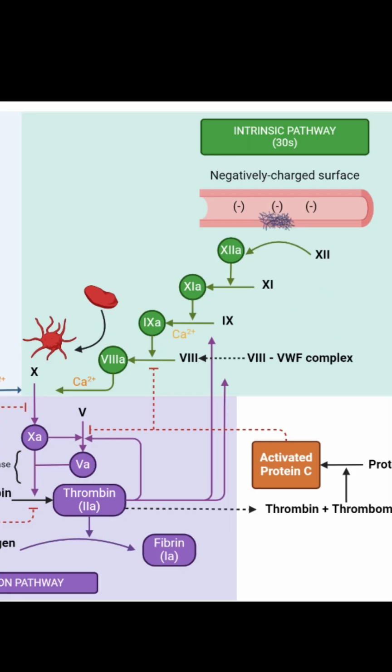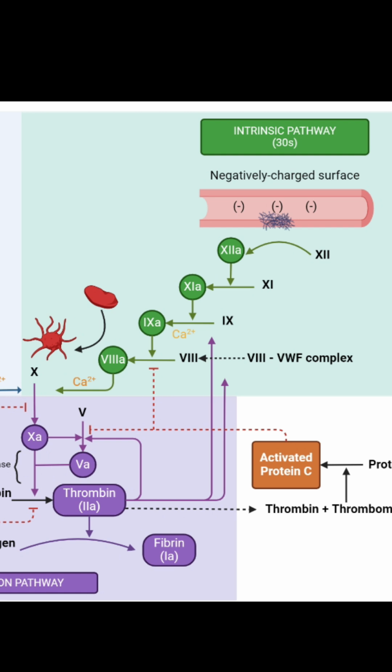The intrinsic pathway is one of the two main pathways of the coagulation cascade, a series of enzymatic reactions that leads to the formation of a blood clot. This pathway is activated when blood comes into contact with a negatively charged surface, such as the collagen in a damaged blood vessel wall. Unlike the extrinsic pathway, it doesn't require an external tissue factor to initiate the process.